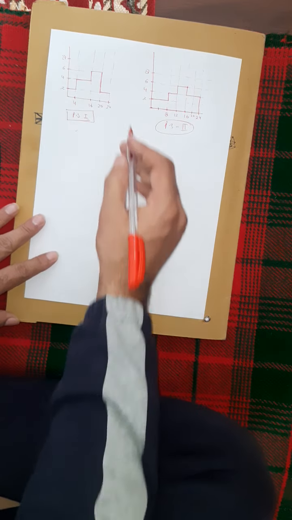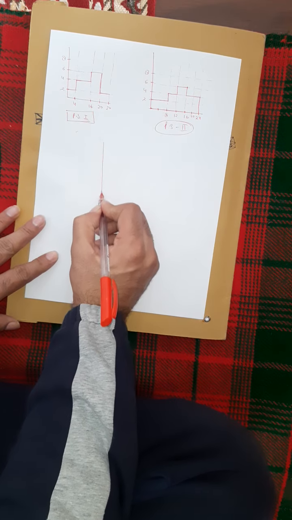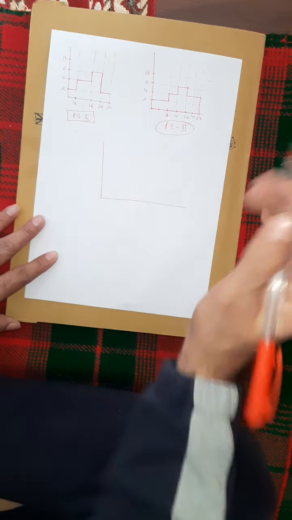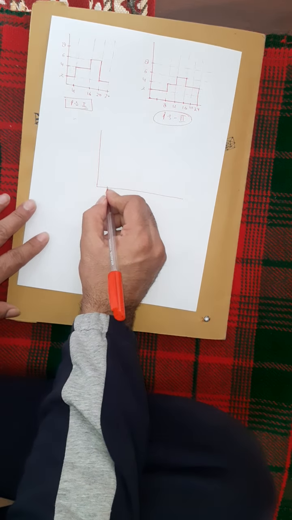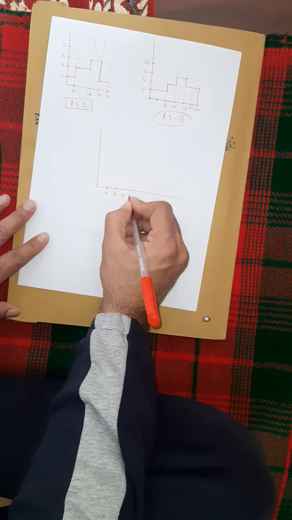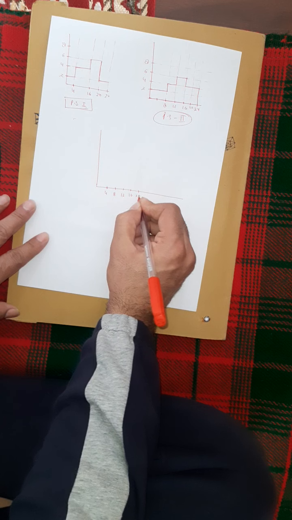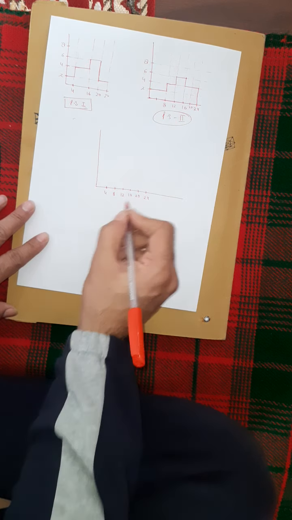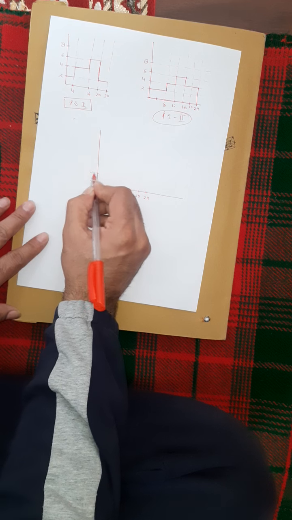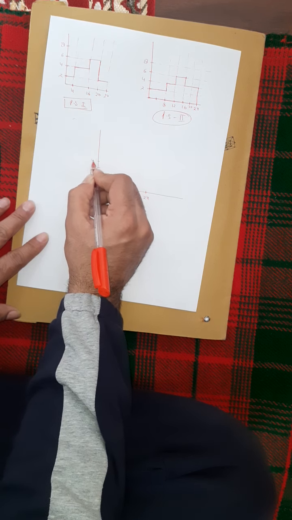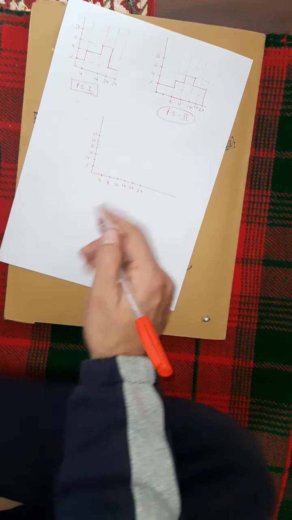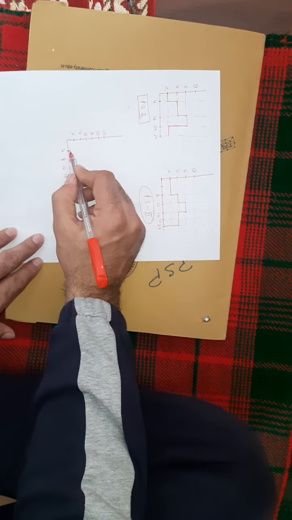So let me draw the common load curve of the power system comprising these two power stations. I will draw here 400 hours, then 800 hours, then 1200 hours, then 1600 hours, then 2000 hours, then 2400 hours. And here 2, 4, 6, 8, 10, 12. Let us draw the grid lines.